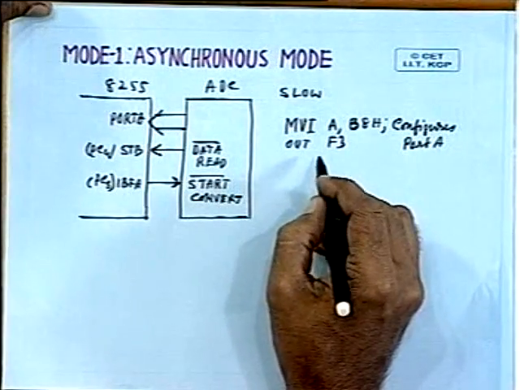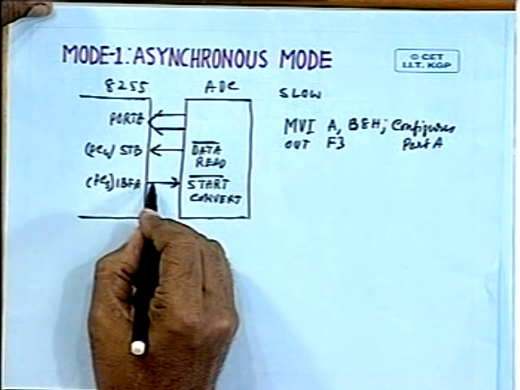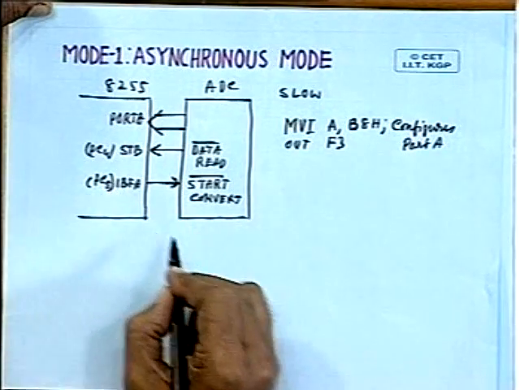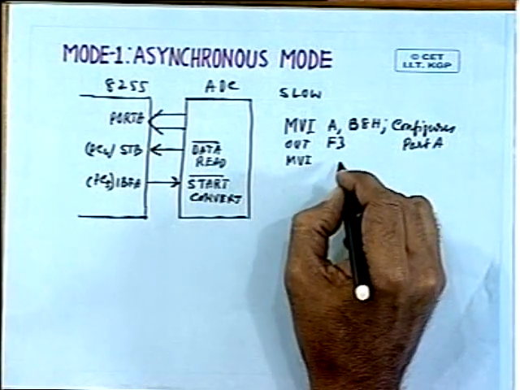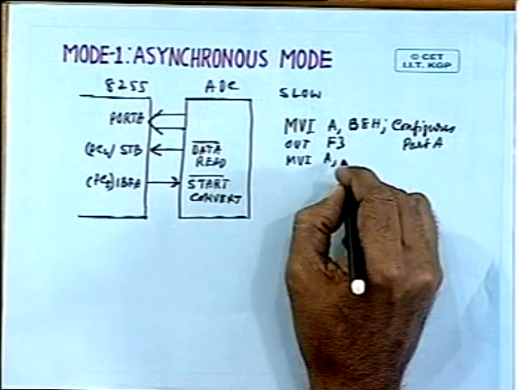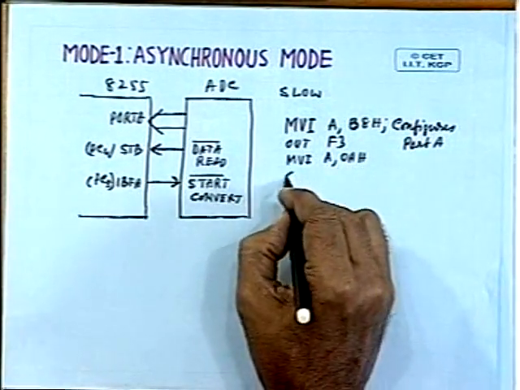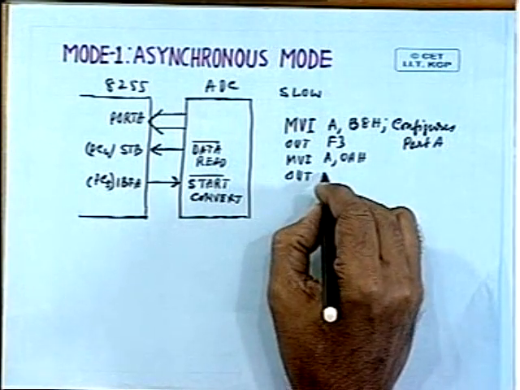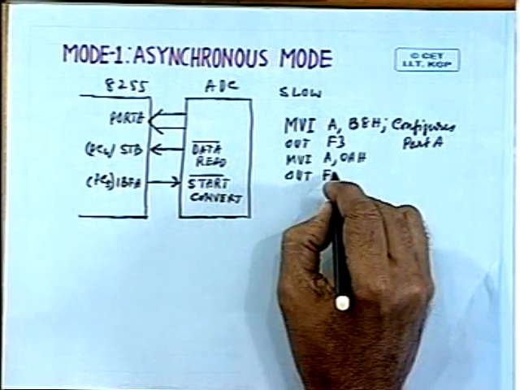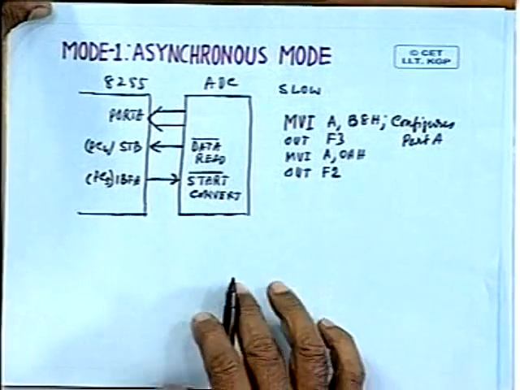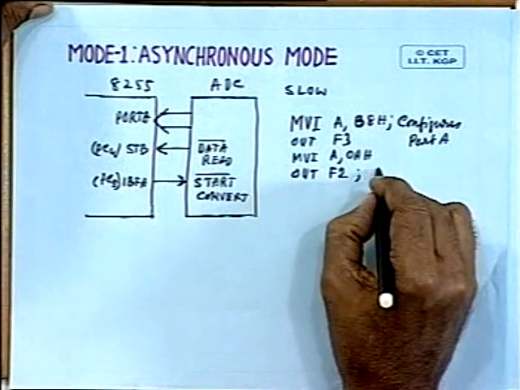And after that, you have to initiate the start conversion. To do that, you have to make this line low, that means PC5 has to be made low. And to do that, you output a code A0H. If you output this, it will actually do the start conversion, and it has to go to port C. Port C has the address of F2. So as you output it to F2, it does the start conversion.